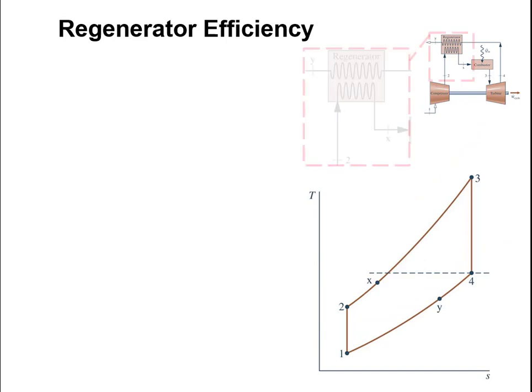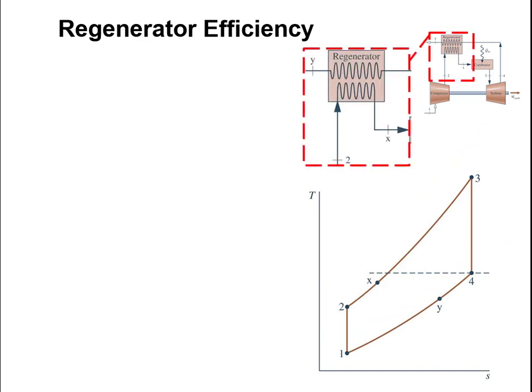Now, a lot of times when we're characterizing this regenerator, we want to look at something called regenerator efficiency. So we know that we're taking this hot exhaust gas and we're using it to preheat our working fluid before it goes into the combustor. That's what we do with regeneration. But the question is, how can we define an efficiency? So we have the actual amount of heat regeneration, and we want to divide that by the maximum amount of heat that we could transfer in our regenerator.